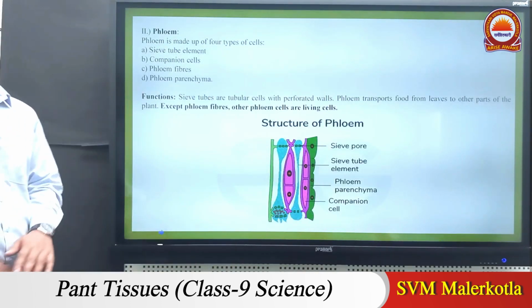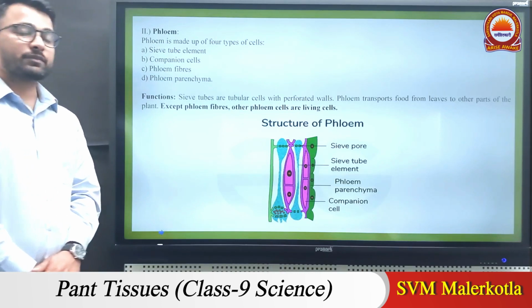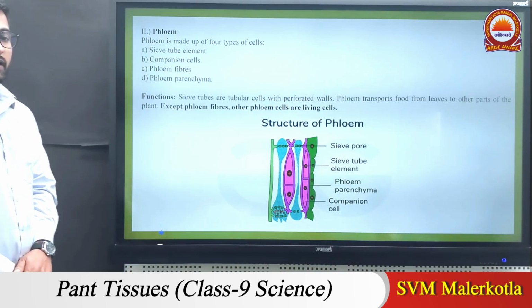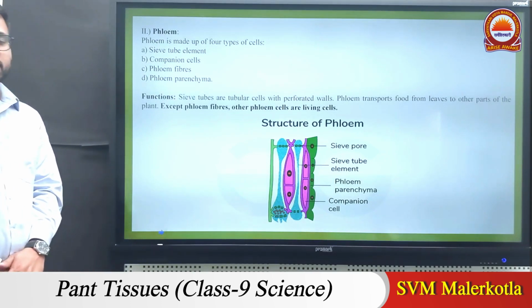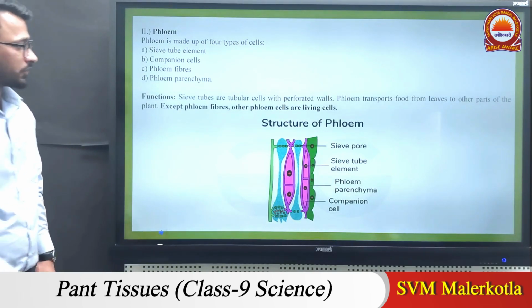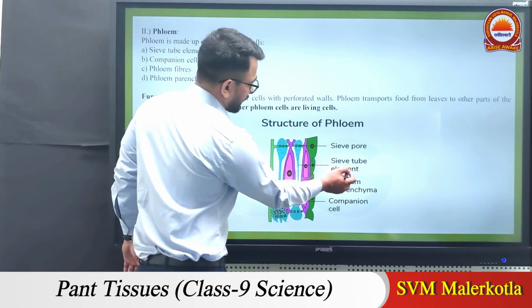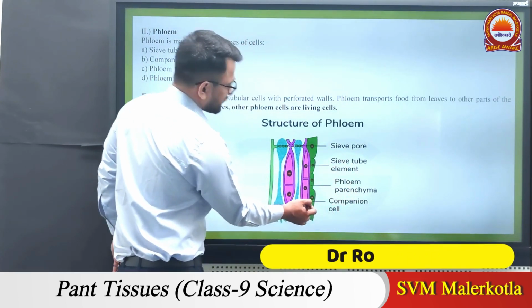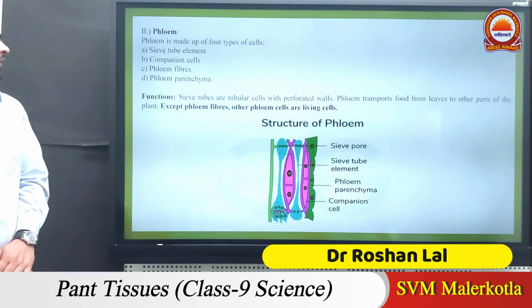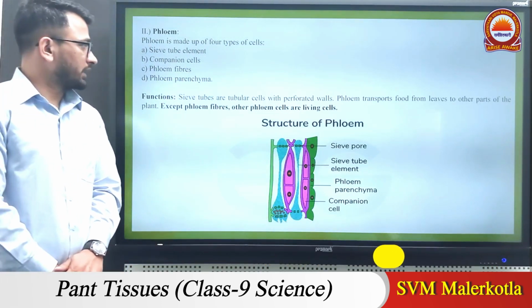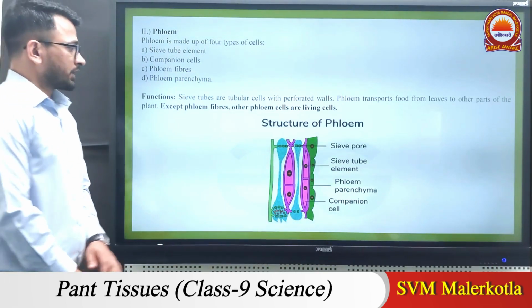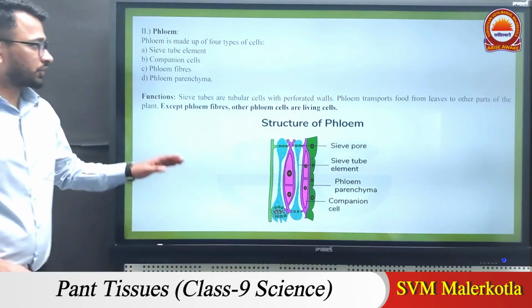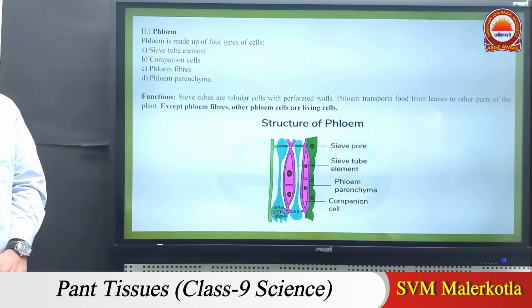Now we will discuss the second part, that is phloem. Phloem is made up of again 4 types of cells. The first one is sieve tube elements, then companion cells, phloem fibers, and phloem parenchyma. You can see here in the figure, sieve tube elements will have pores, and then phloem parenchyma and companion cell. Sieve tube elements are tubular cells with perforated walls. It means they have some kind of pores. Through these pores, transportation of food takes place.